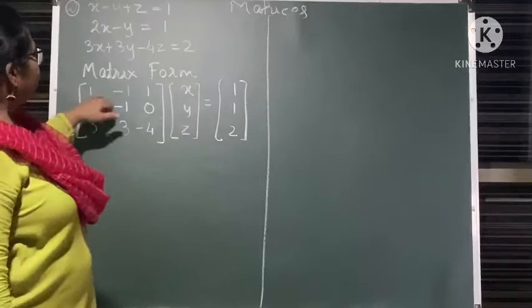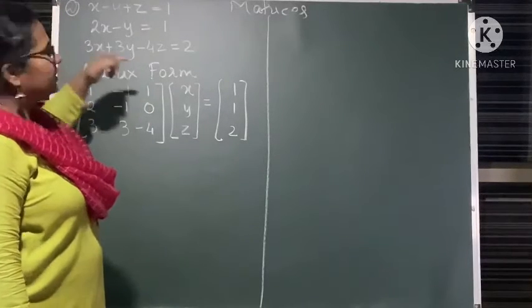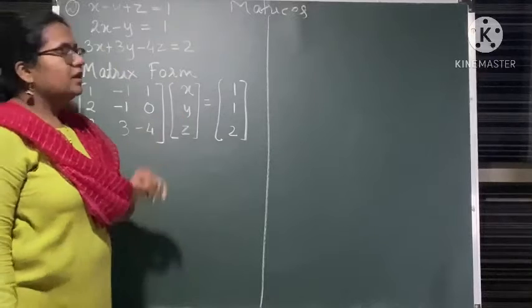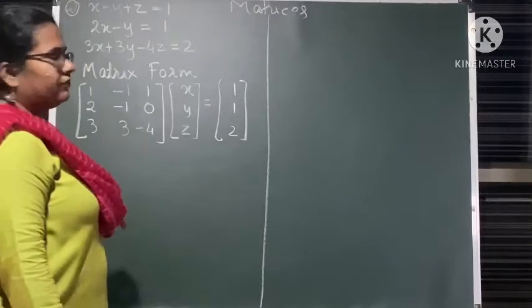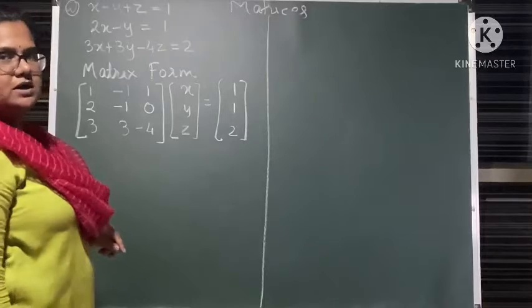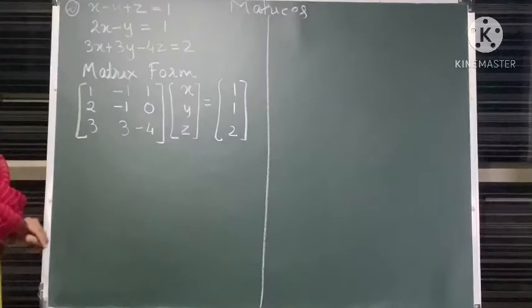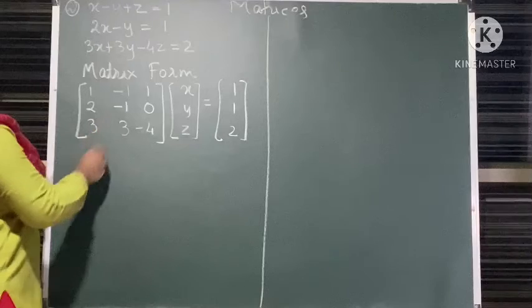Okay, so coefficient of x, y, z: first equation, first row; second equation, second row; and third equation, third row. Constant matrix here, and this is your variable matrix. We are doing the method of reduction, so we have to convert these 3 elements to 0: A21, A31 and A32. So here what will be our first operation?